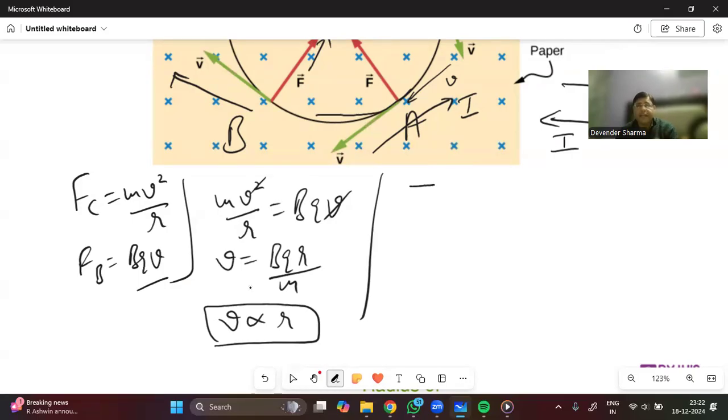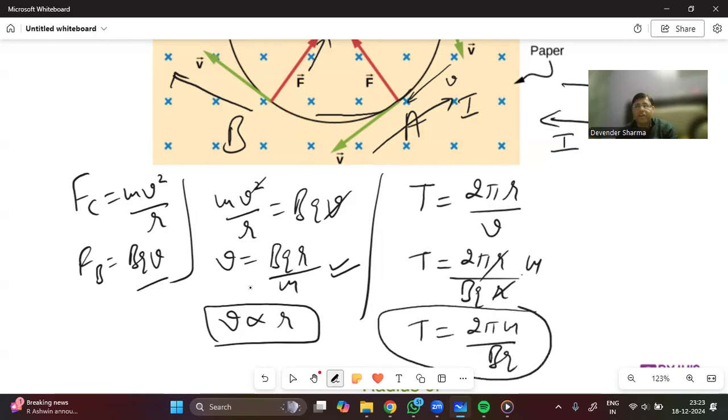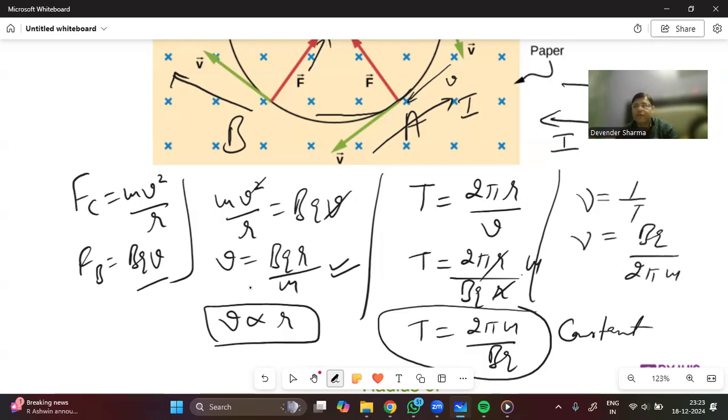And let's talk about the time period. Time period is distance, which is 2 pi r, the circumference since it is a circular motion, divided by the velocity. Velocity we just calculated. So T is equal to 2 pi r divided by BqR/m. R and R will be cancelled. So time is 2 pi m by Bq. Another very important point: time remains constant, whatever the velocity is, whatever the radius is. And since time is constant, frequency, which is 1 by T, is also constant. This frequency is called the cyclotron frequency.